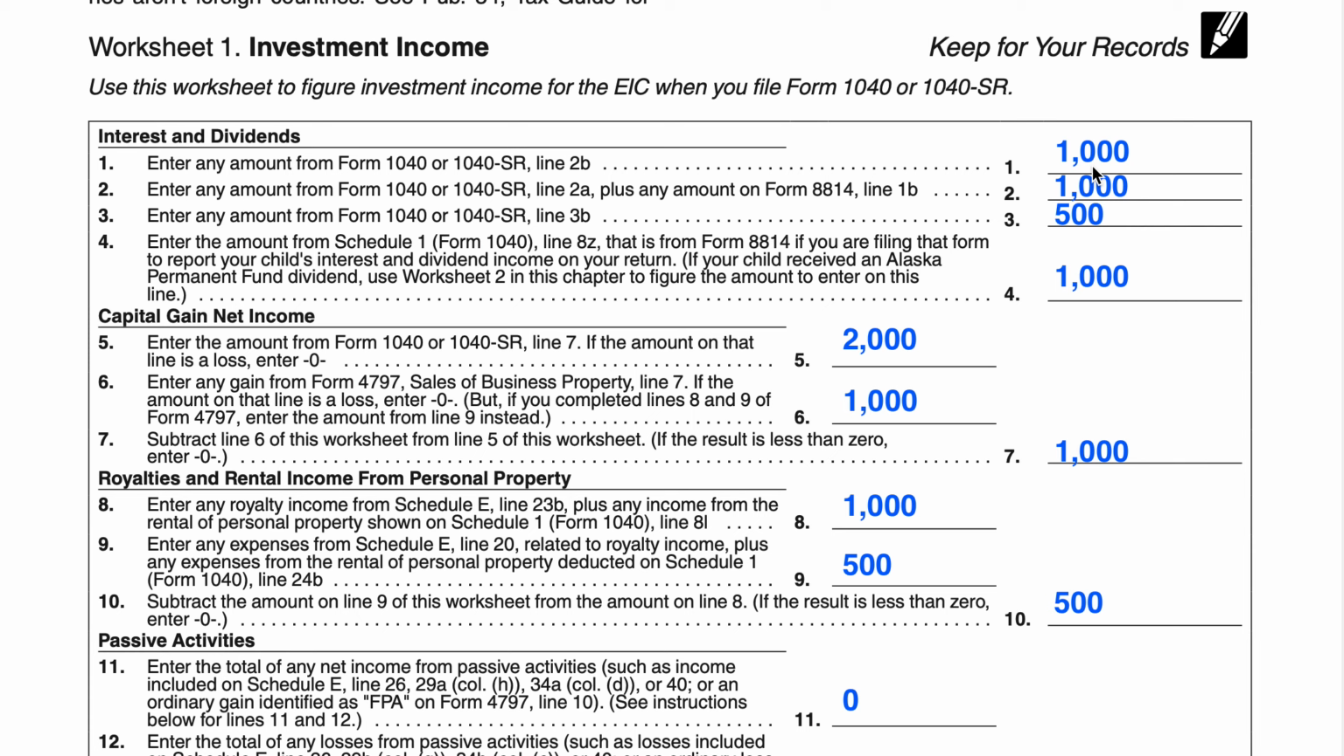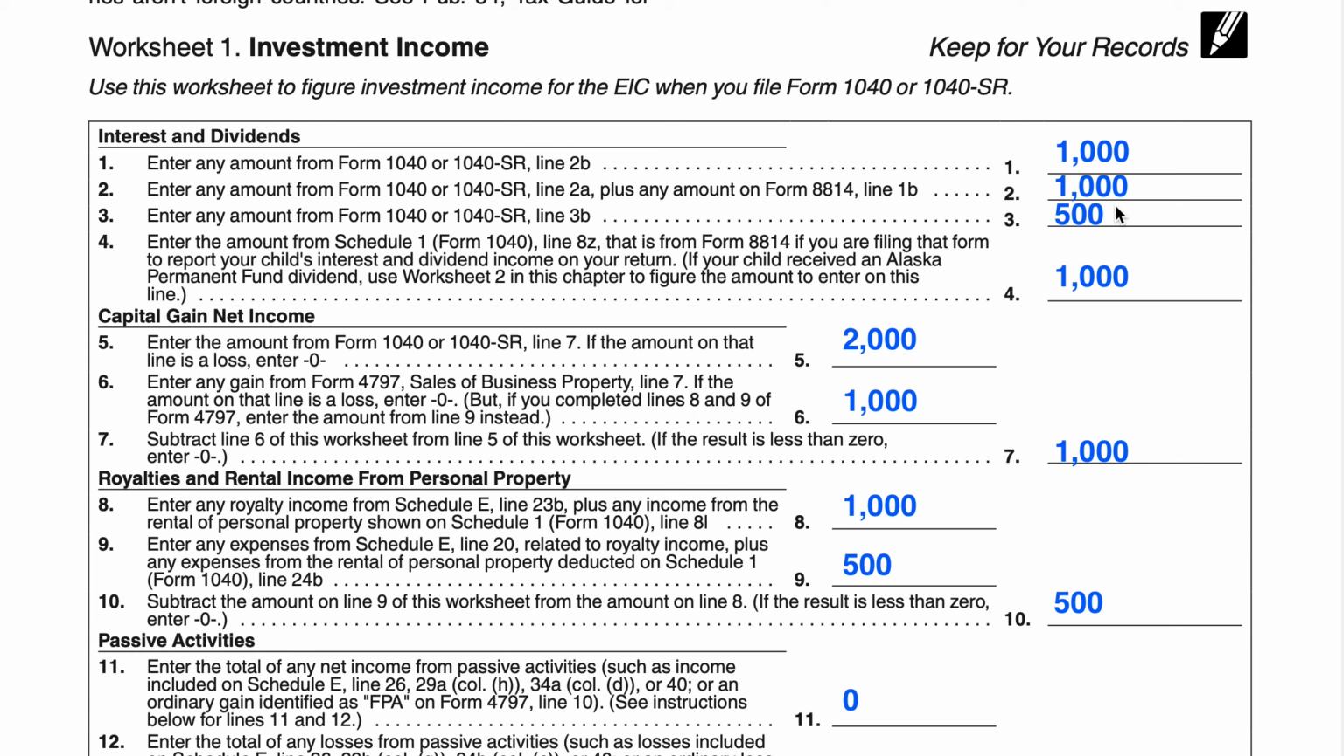In line 3B, this is ordinary dividend income. This would also include your qualified dividends. So it's the total amount of dividend income that's reported on your Form 1040. Let's just say that's $500.